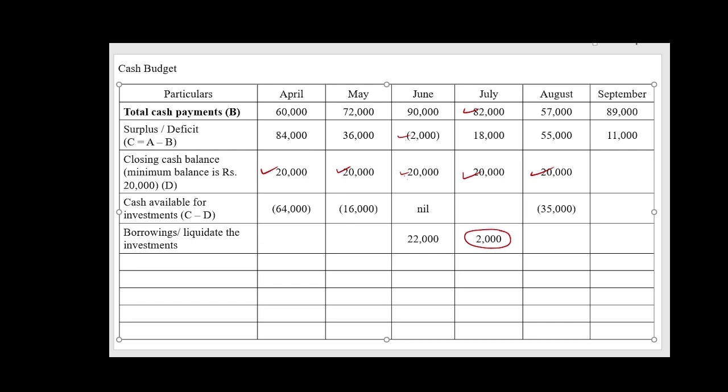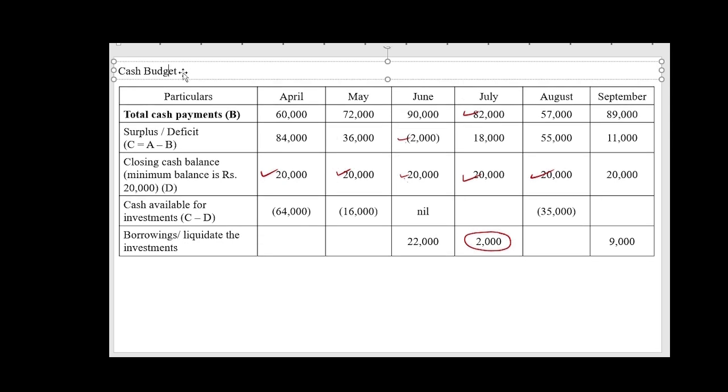11,000 is not sufficient because the business has to maintain a minimum cash balance of 20,000 rupees. So from 11,000 it has to come to 20,000. That means definitely it cannot invest since it is in deficit. As such, it will have to borrow. So how much does it have to borrow? From 11,000 to make 20,000, to maintain 20,000, it has to borrow 9,000 rupees.